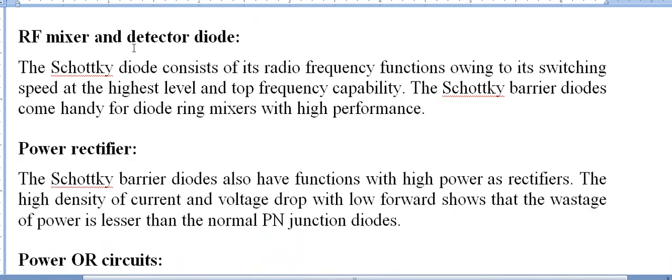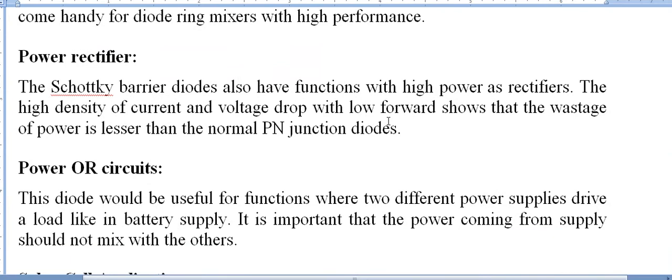Here are some of the major areas where it is widely used. First is the RF mixer and detector diode. The Schottky diode is used for its radio frequency functions owing to its switching speed. Here switching speed is the main thing. At highest level and low frequency capability, the Schottky barrier diodes come in handy for diode ring mixers with high performance.